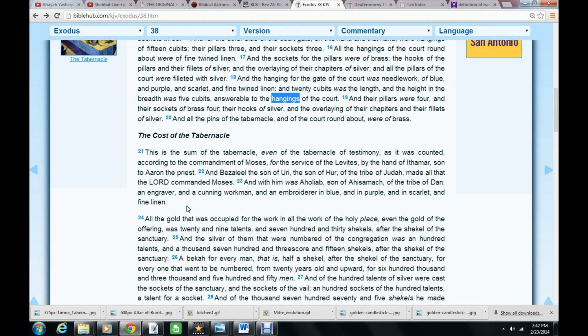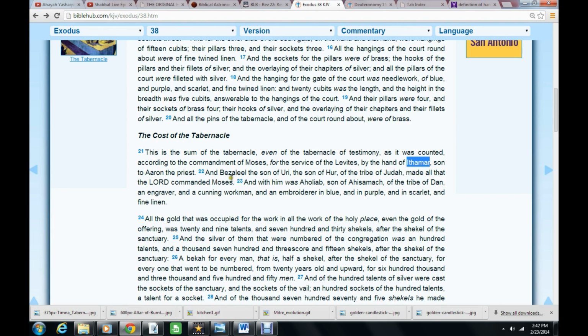This is the sum of the tabernacle, even of the tabernacle of testimony, as it was counted, according to the commandment of Moses, for the service of the Levites, by the hand of Itamar, son to Aaron, the priest. So look up Itamar if you don't know who he is. It's good to know who these people are.